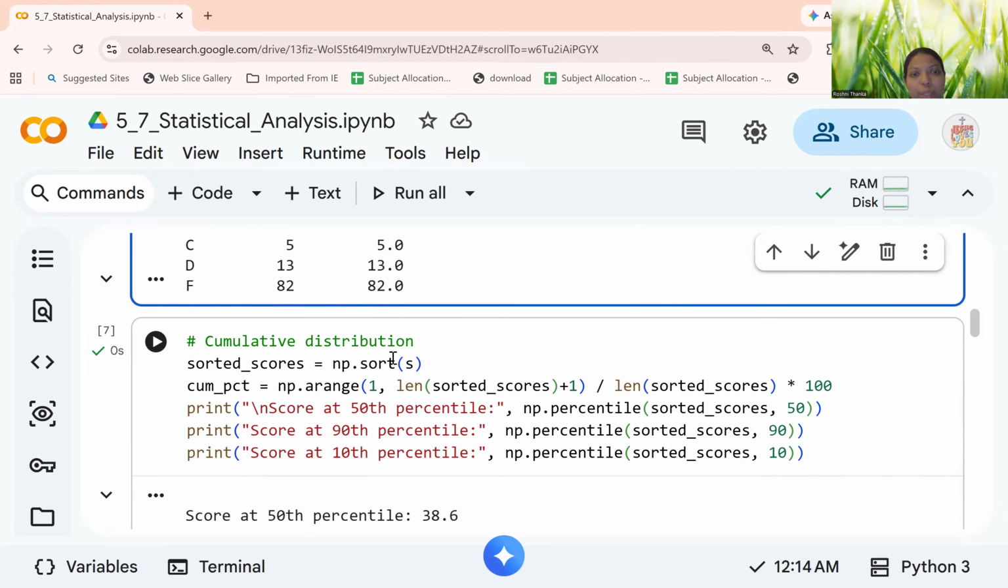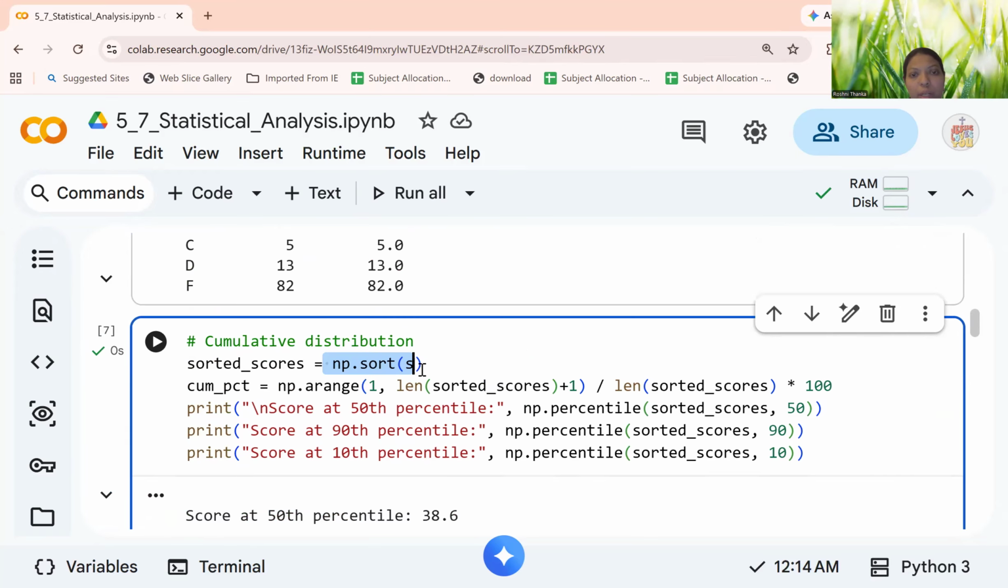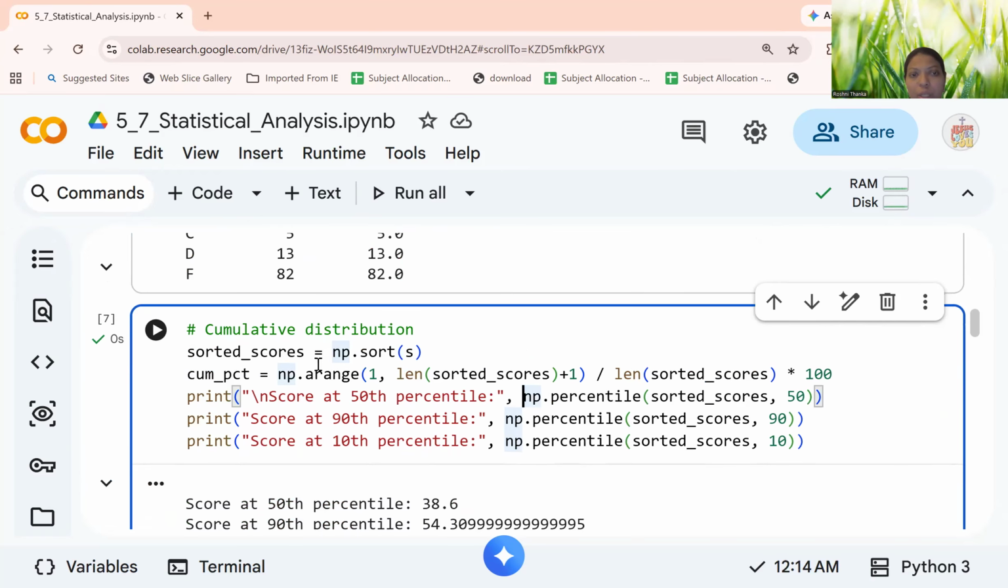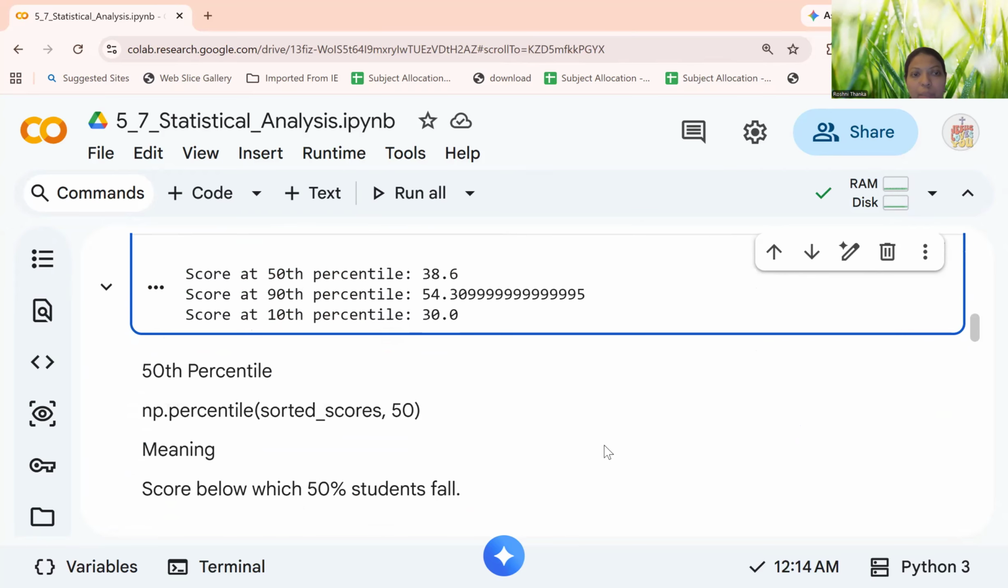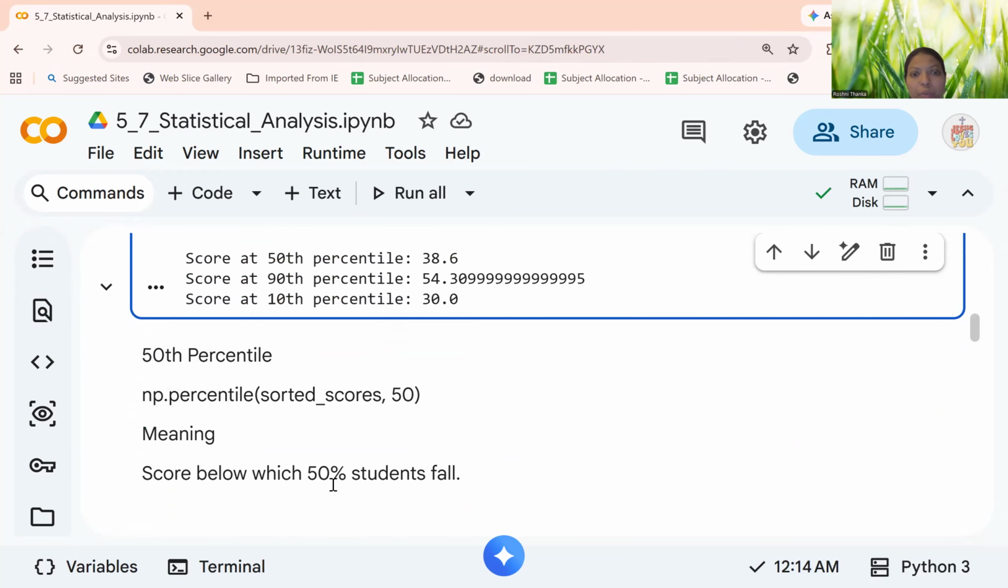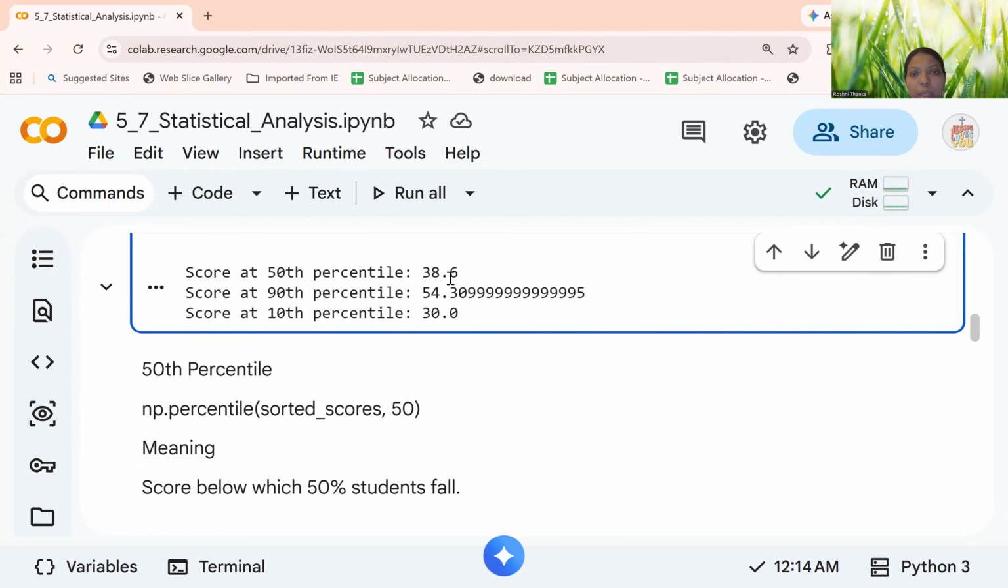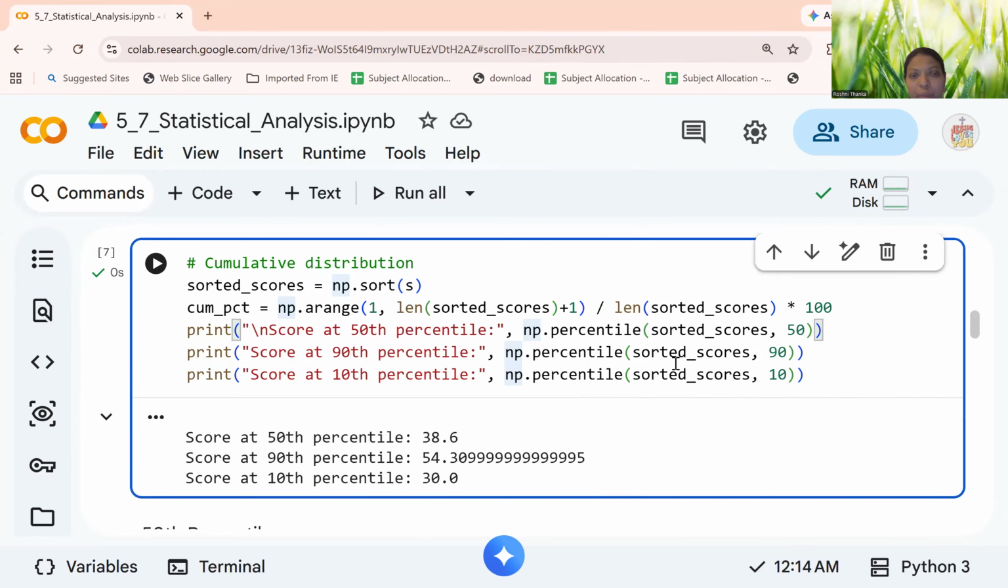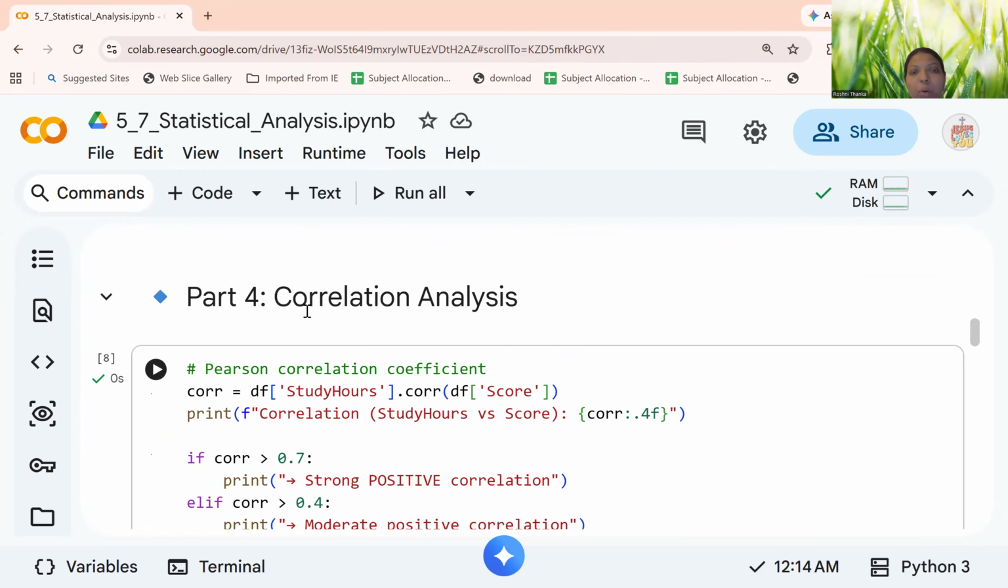Then, cumulative distribution means first we sort our scores, and then we find the cumulative percentage value. So how do we find the percentile? We use np.percentile for the sorted score, comma 50, which means the score below which 50 percent of students fall. That is 38.6 percent of the students falling below 50 percent. That is the meaning of this. That is cumulative distribution.